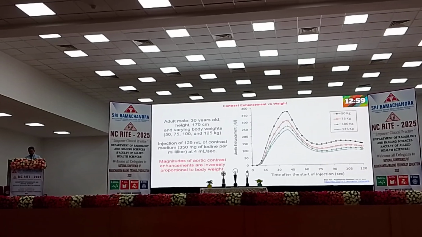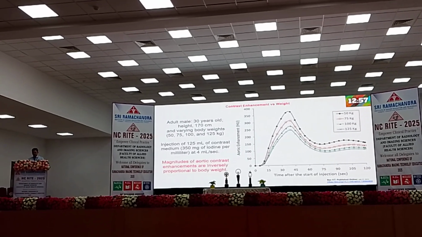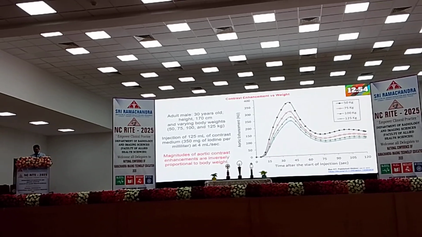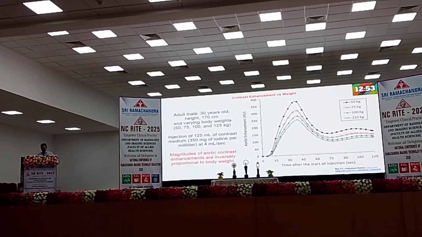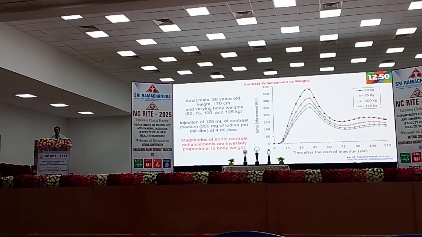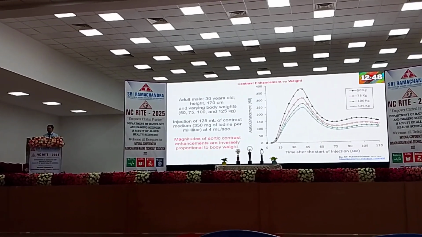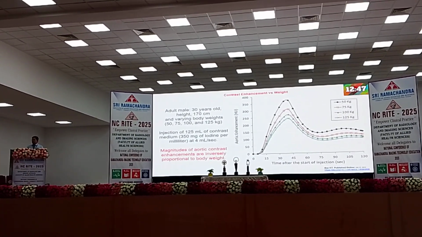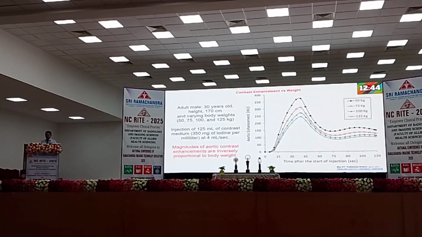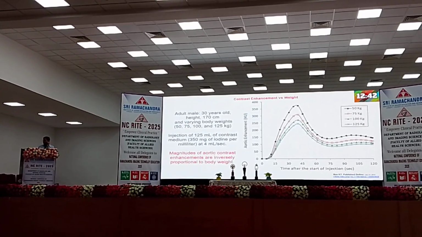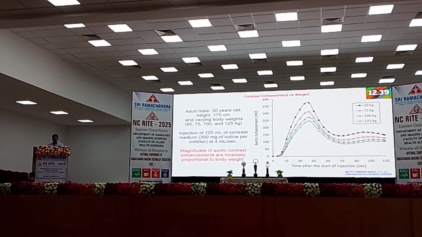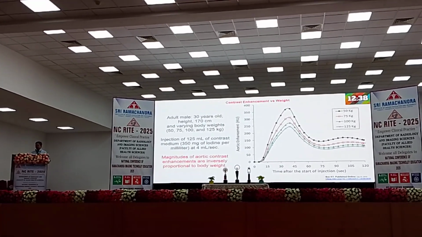Now for all 4 patients we have given 125 ml contrast with a 350 mg iodine concentration at 4 ml per second. Am I right? Here, what is constant? The contrast amount, the saline, the flow rate, everything is constant for all 4 patients. But you see the graph, it shows the enhancement.